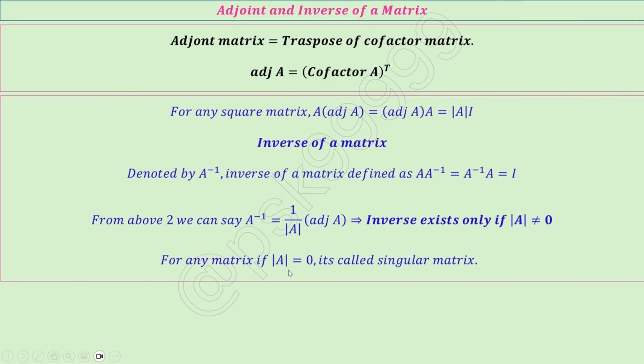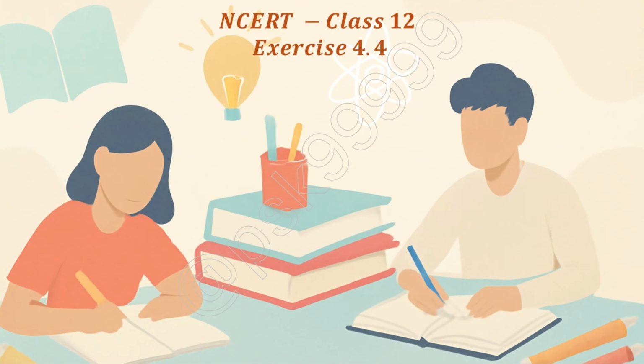If determinant is equal to 0, it's called a singular matrix. Singular matrices don't have an inverse. Only non-singular matrices have an inverse. Note this. Let's get into the chapter and do more practice actually. That way we'll understand these concepts more.